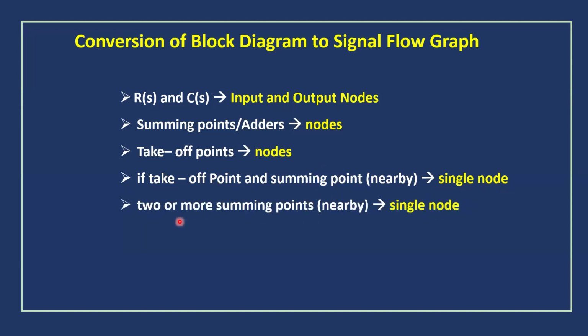And another point, two or more summing points. So a block diagram may consist of two summing points or three summing points or several summing points. If several summing points are nearby each other, we can combine all the summing points and that can be represented by a single node. And next point, if two or more takeoff points are nearby each other, and in between no block is there, we can combine and represent that as a single node. So these are the important points to be considered to draw the signal flow graph, to convert the block diagram to signal flow graph.